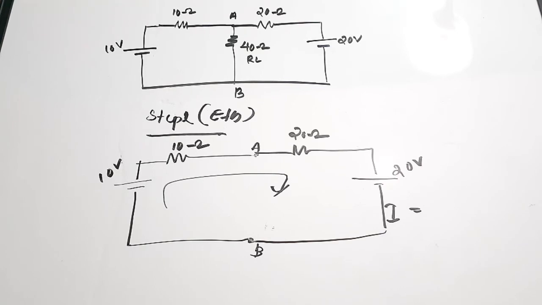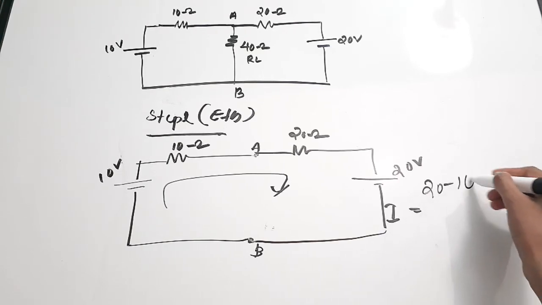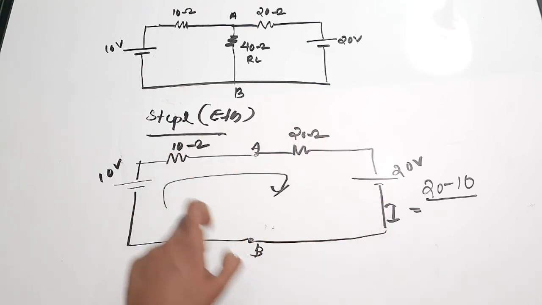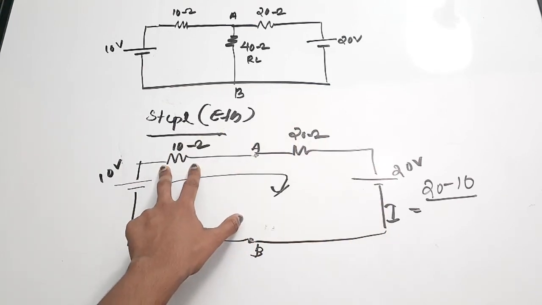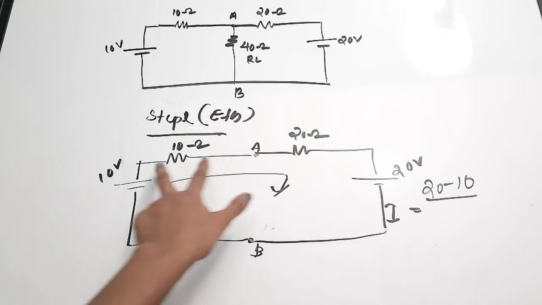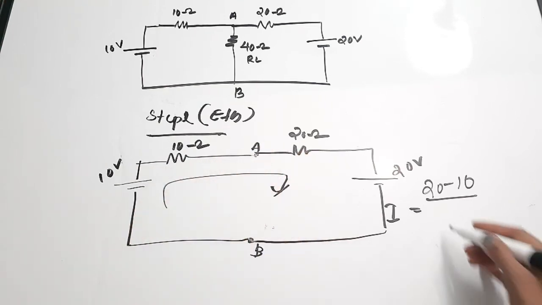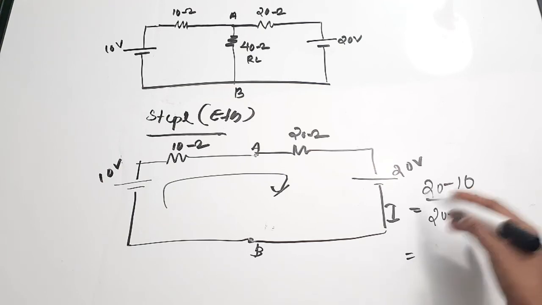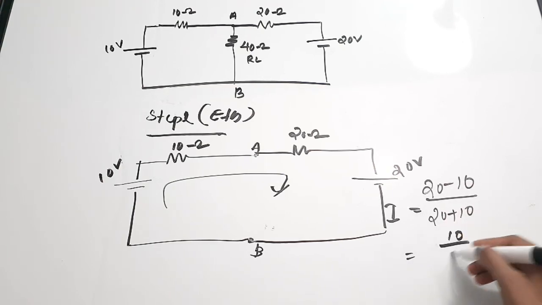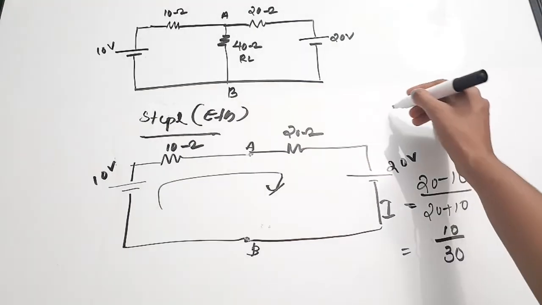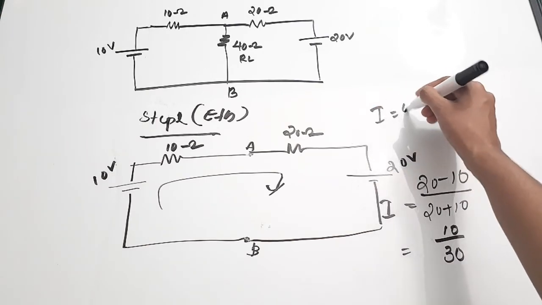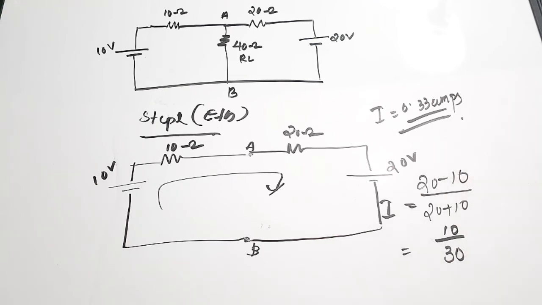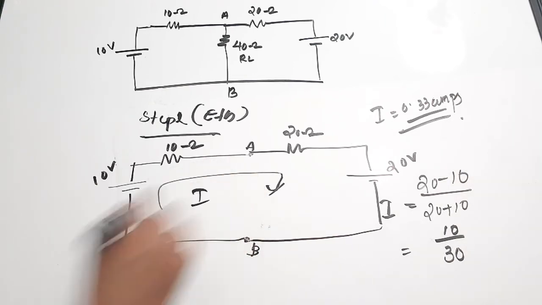So it is 20 minus 10 by, now we are going to find the current in this mesh. These 2 resistors are in series, 10 ohm and 20 ohm, right? So 20 plus 10. Now 20 minus 10 is 10, 10 by 30, I'll write the value above. I is equal to 0.33 amperes. So that is the value of current I in this loop.